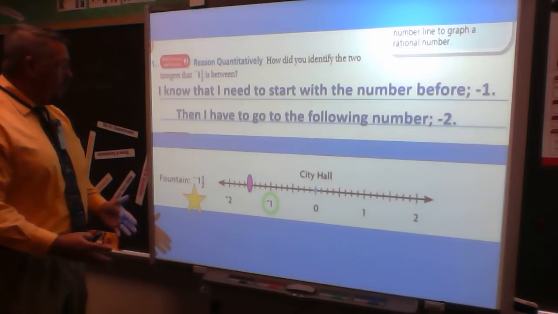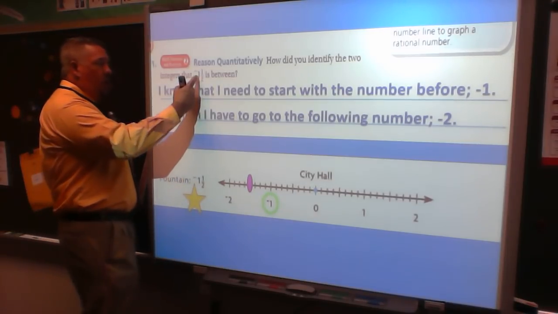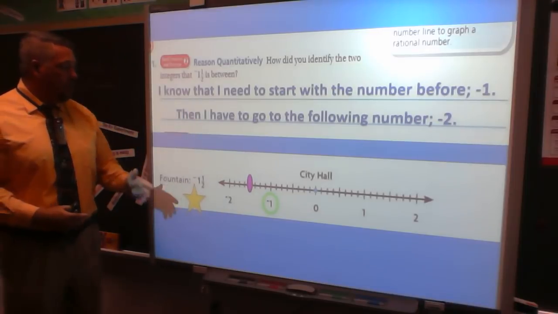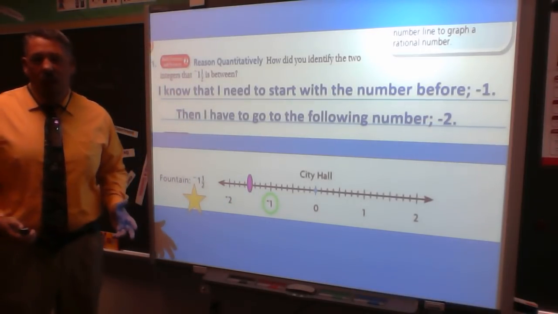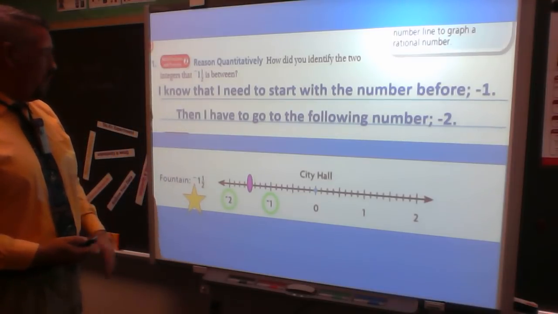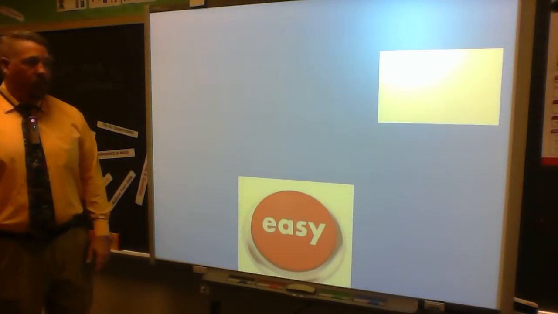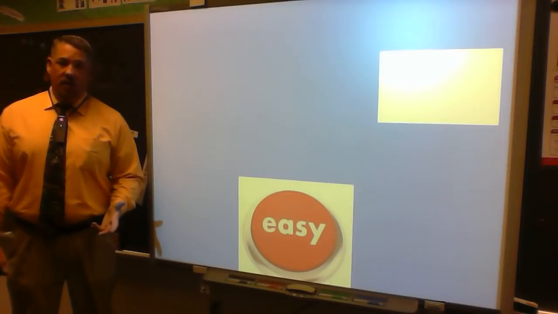How did I figure out where it was going to go? Because it's greater than -2 and less than -1, it has to be between the two numbers. Not difficult, right? Figuring out where these go. Well, it's not designed to be difficult. It's actually designed to be very easy.